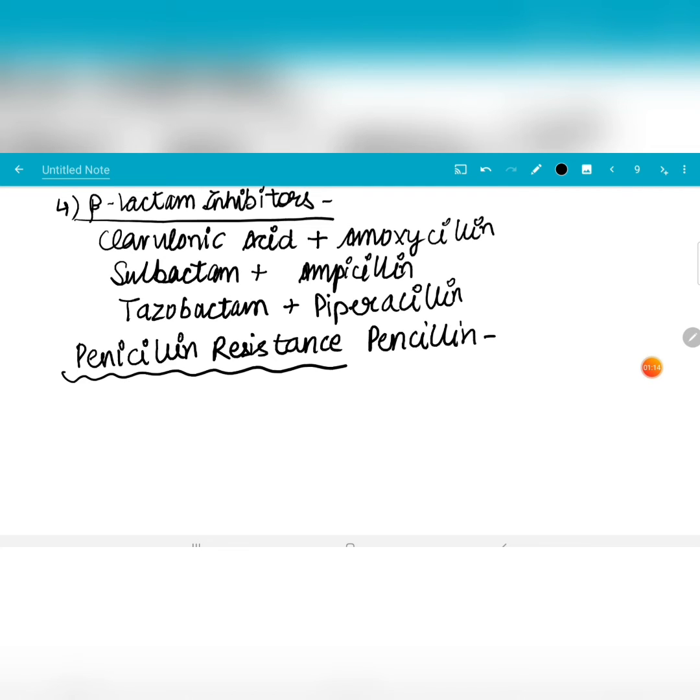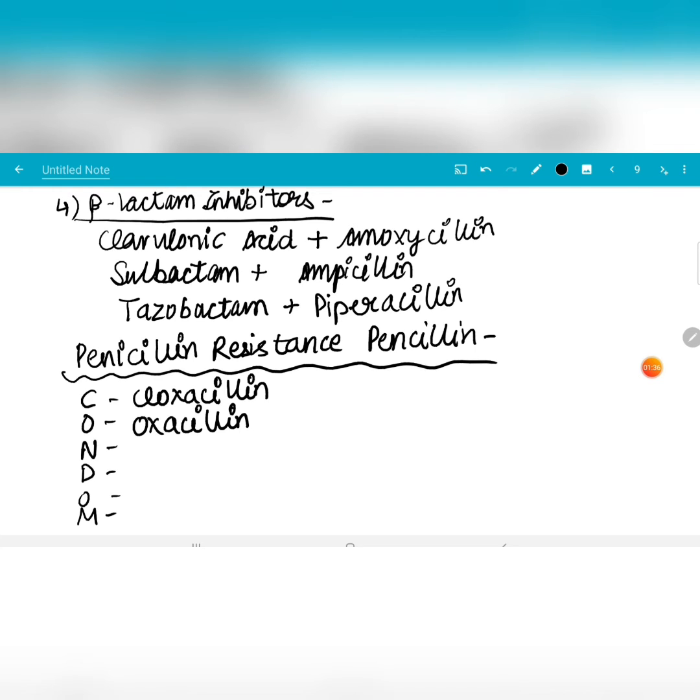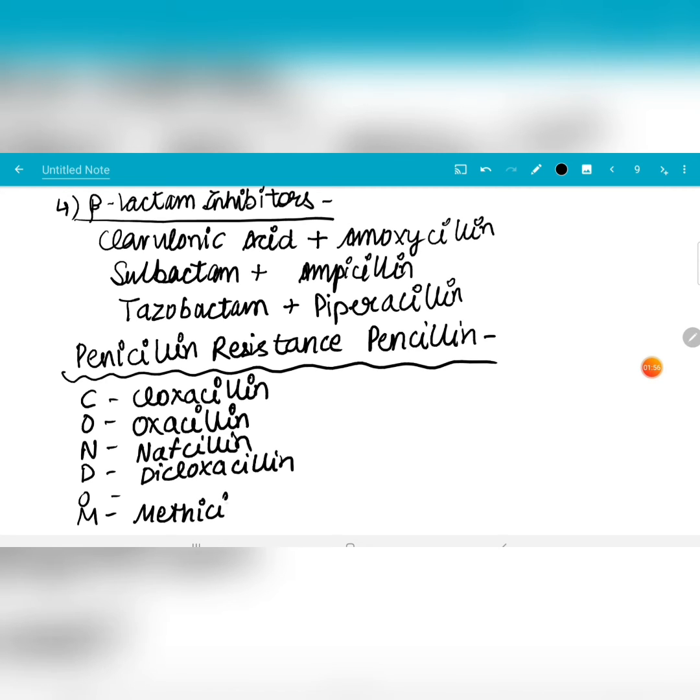Here is a mnemonic: CONDOM. It includes C, cloxacillin, O, oxacillin, and nafcillin. D, dicloxacillin. And M is methicillin. And here methicillin is the most resistant penicillin.